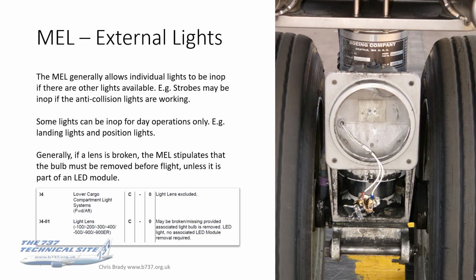Generally, if a lens is broken, the MEL stipulates that the bulb must be removed before flight, unless it's part of an LED module where you've got multiple LEDs in there as backup, so that doesn't need to be done. That photo there is an example of a light I had break after a shear pin failure. I got out and took a quick photo of that. That obviously would need to be sorted out before flight.